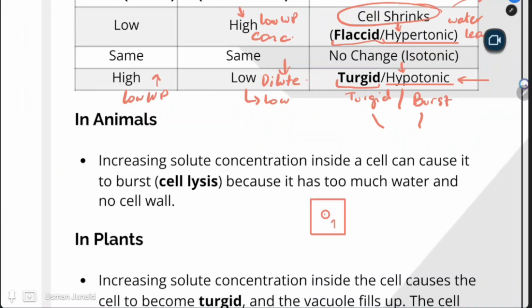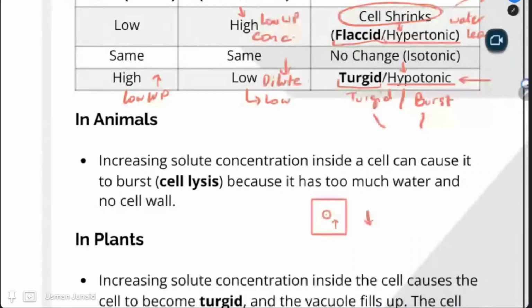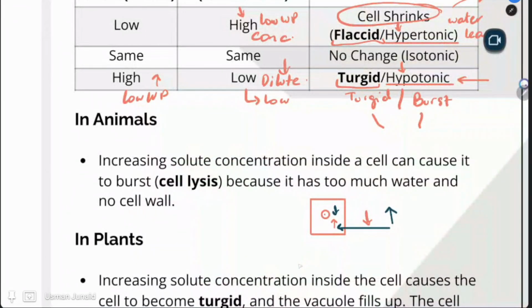Now, if the concentration is high in here and the concentration of solute is low in here, when we're talking about water potential, the water potential would be high outside and low inside, right? So water moves in. Now, what is the solution outside though? Low, right? So the concentration is low. So this is hypotonic.